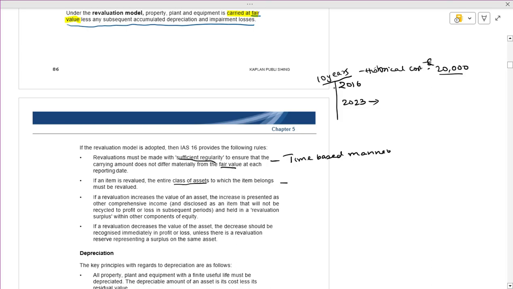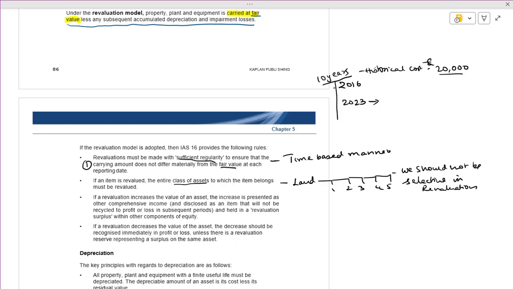If an item is revalued, the entire class of assets to which it belongs must be revalued. If we are revaluing land, and there are 5 different lands at different places, all the land should be revalued. We should not be selective in revaluation. This is the first point: it should be done sufficiently regularly, on all the assets.